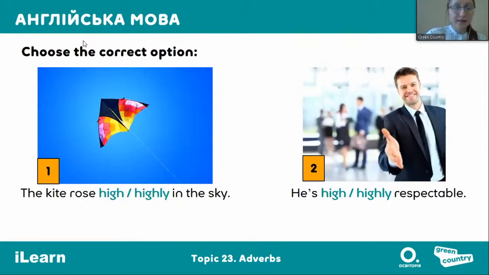Okay, let's go to these two sentences. Okay, choose the correct option. We have 2 sentences, and let's choose the correct one for each sentence. 1, the kite rose high or highly in the sky. And 2, he is high or highly respectable. Respectable – це поважний. Somebody, like, I don't know, his colleagues maybe respect him too much, so that's why he is respectable. So, number 1, the kite rose high or highly in the sky. And 2, he is high or highly respectable. Як вам здається, вірно в першому і в другому випадку?